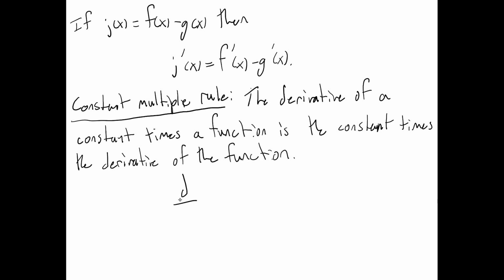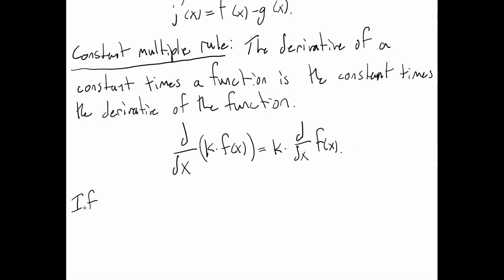So we say that d/dx of k times f of x, remember k being a constant we defined earlier, and f is still our same differentiable function, is just k times d/dx of f of x. Or if j of x equals k times f of x, then j prime of x equals k times f prime of x.